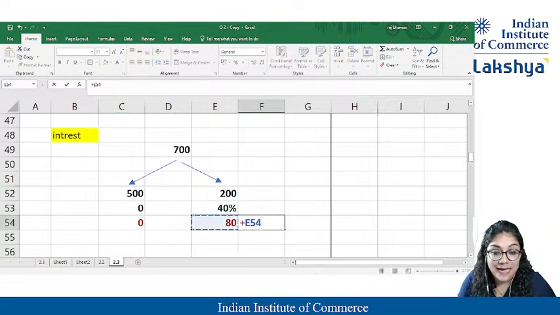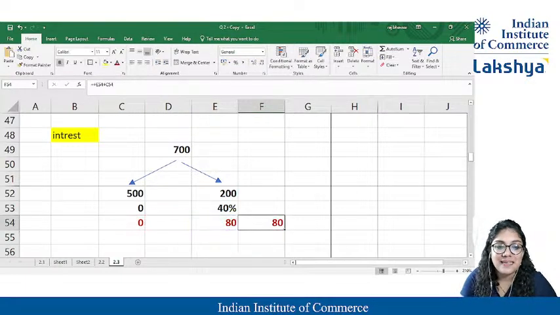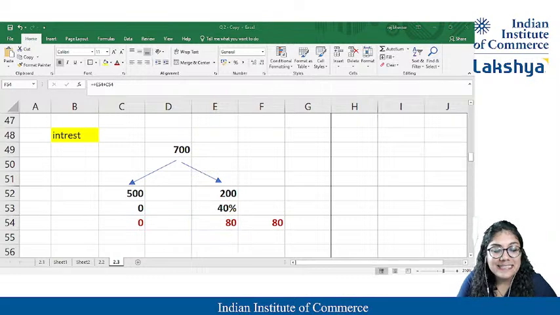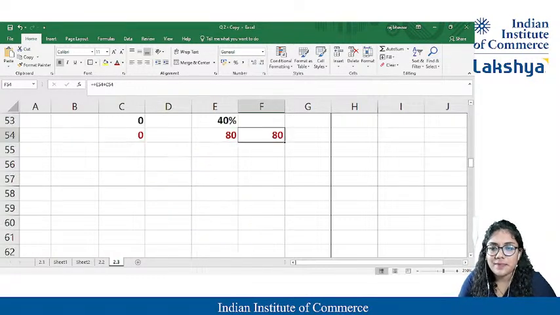If I just add on both the ways, it's going to be 80 only. Agree? Yes. Let's go ahead with the dividend. Same thing with the dividend.